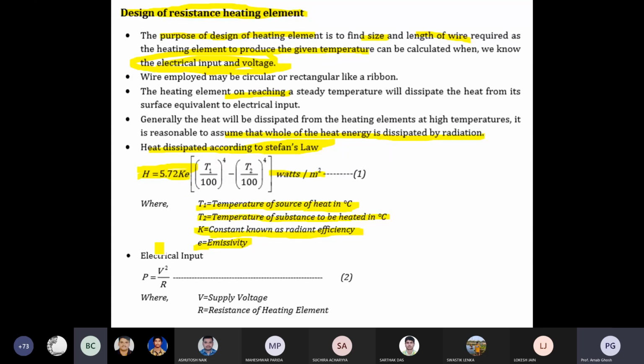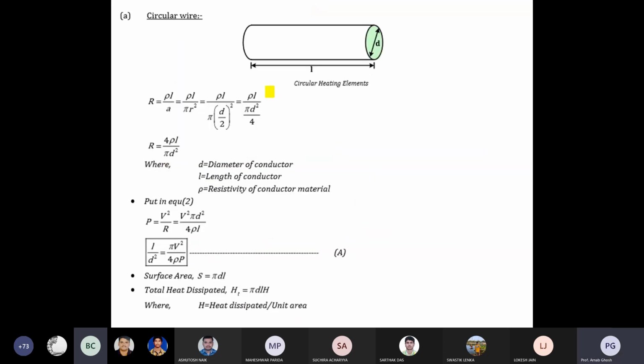Okay, so what are the electrical inputs? P equal to V square by R, where V equal to supply voltage, R equal to resistance of heating element. Two important factors are there. Now you can see for a circular wire, if the wire is circular in nature, you know that R equal to rho L by A, where A is the cross section area of the material. Based on the nature of the material, that A changes.